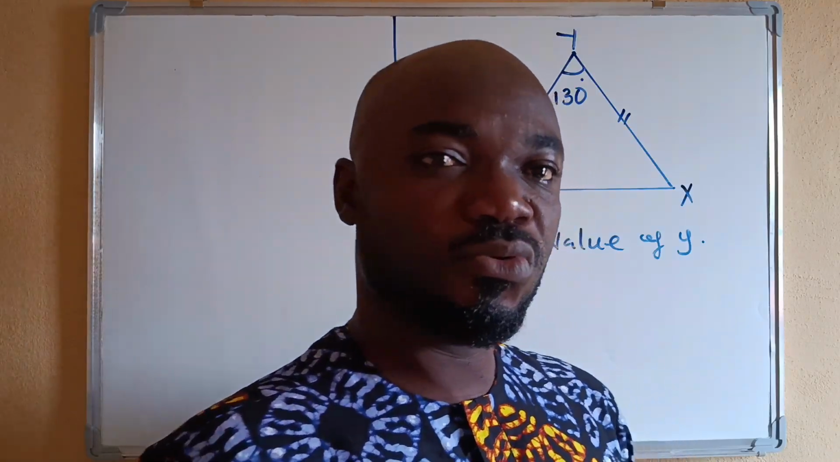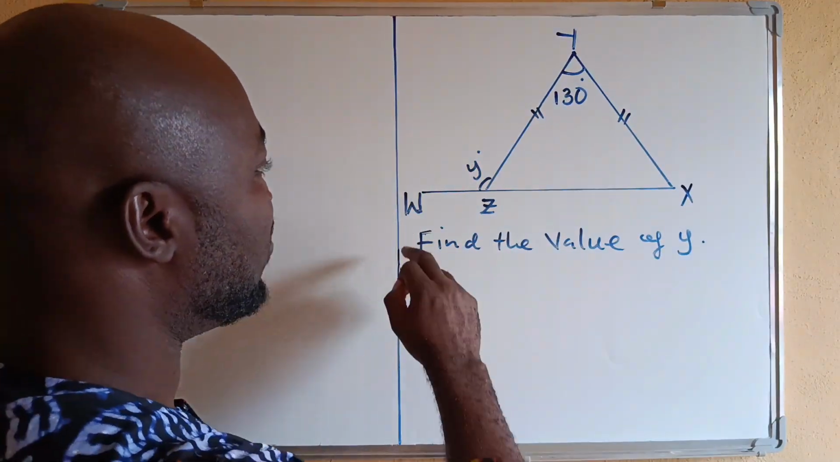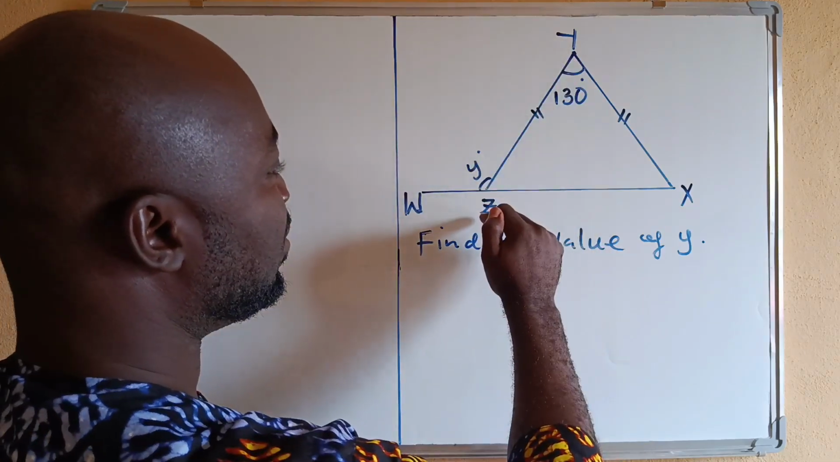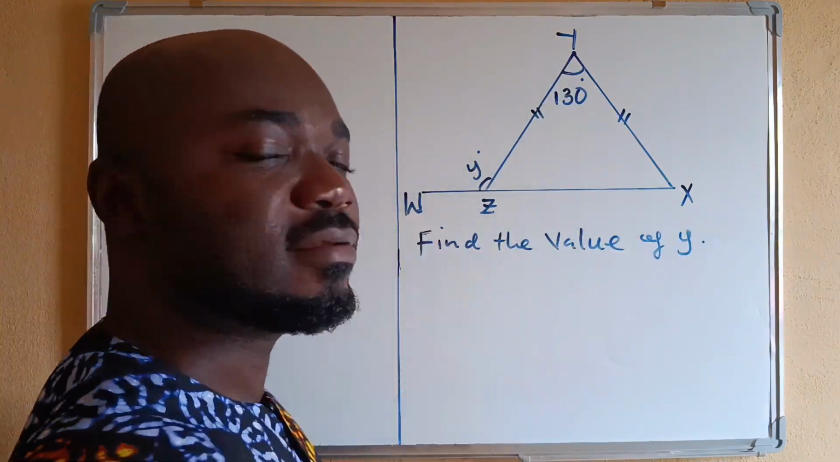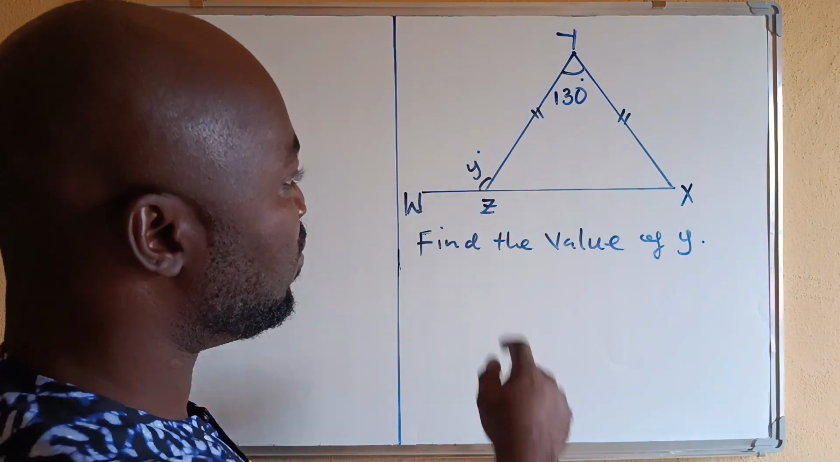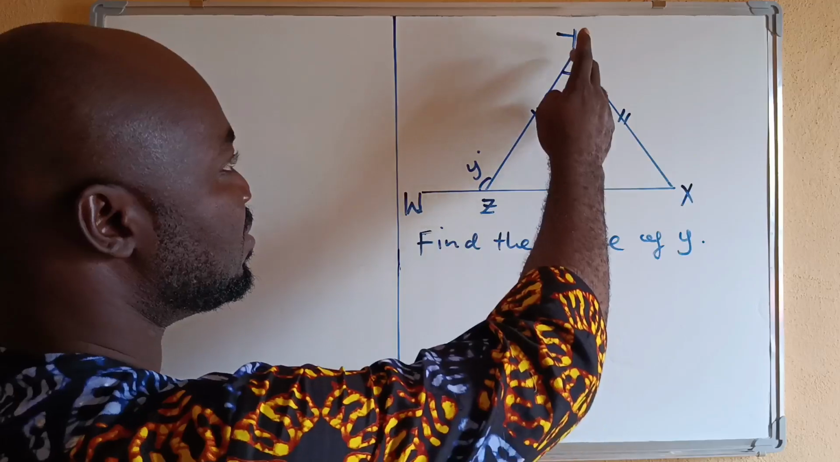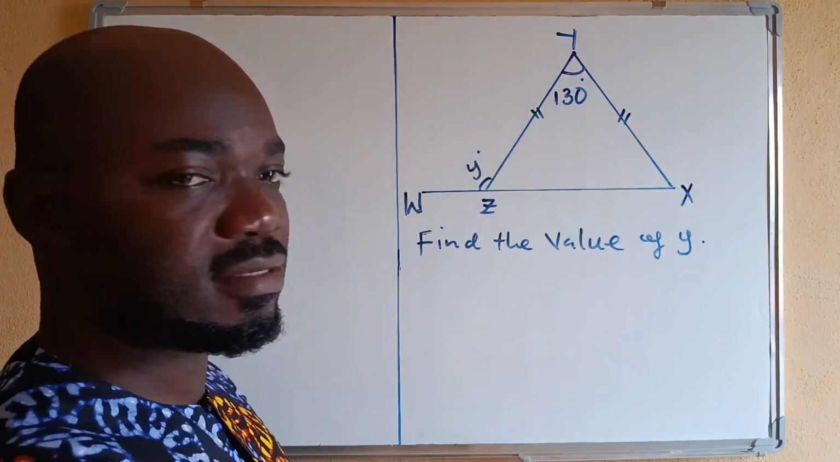This is a very simple question from past WAEC, and then it says that we have y, z, x, and then the w is an extension to the triangle. We are asked to find the value of y. Now take note that this triangle you see here is isosceles.